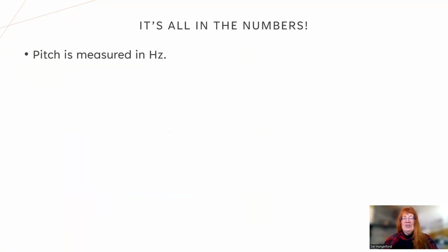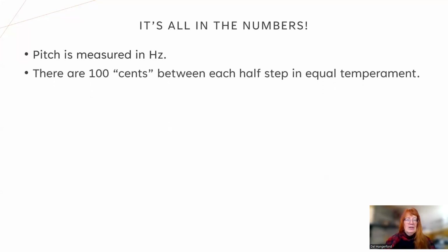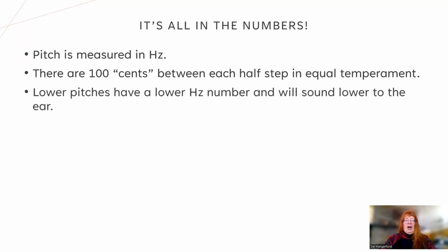Pitch is measured in hertz. And again, as I said in the last video, we did not have a way to measure pitch until the 1800s. And hertz is named after the dude who came up with it. There are 100 cents or pieces between each half step in equal temperament. It's going to be different in other temperaments. It's like there's 100 different colors of the note C in equal temperament.